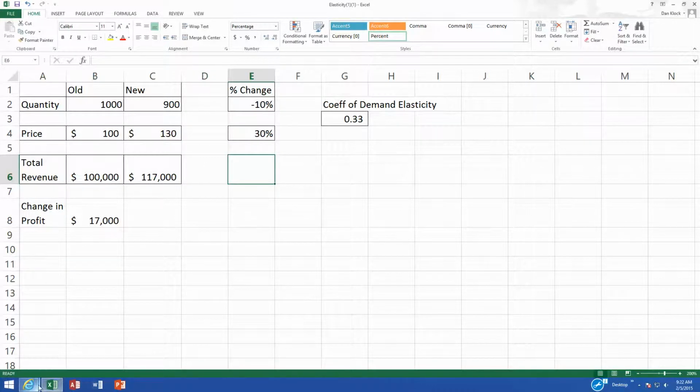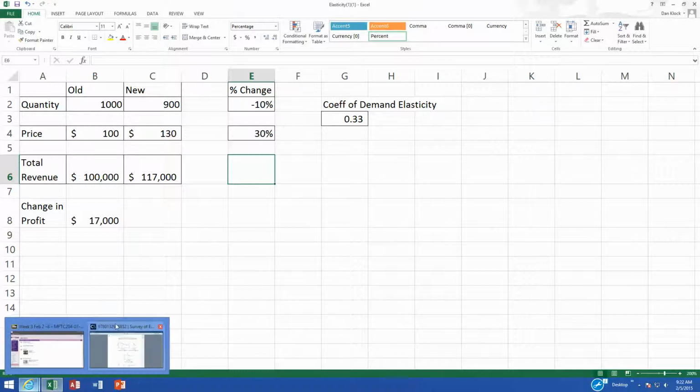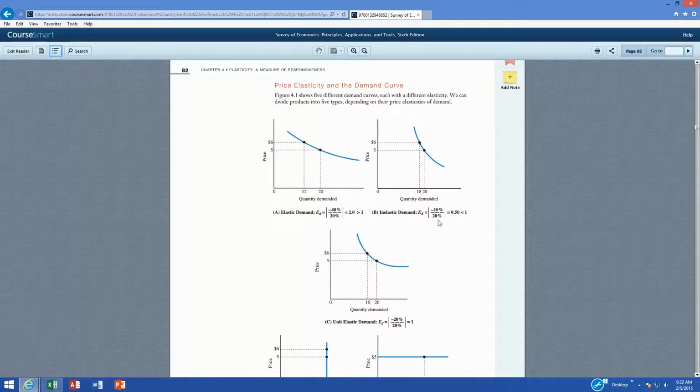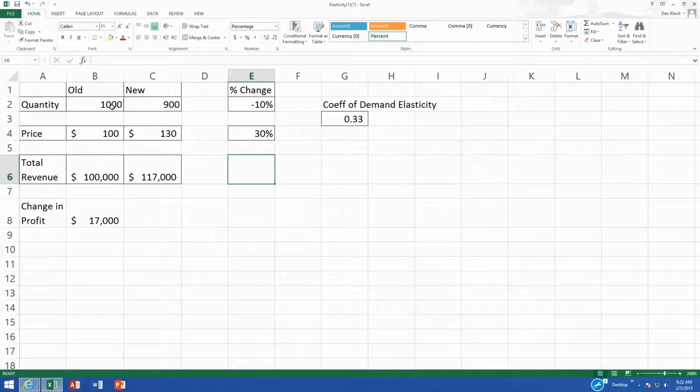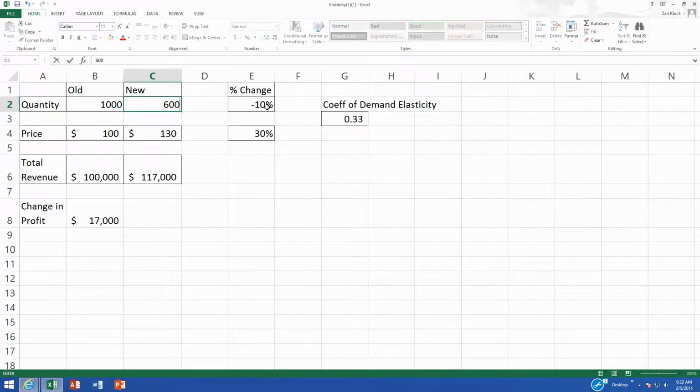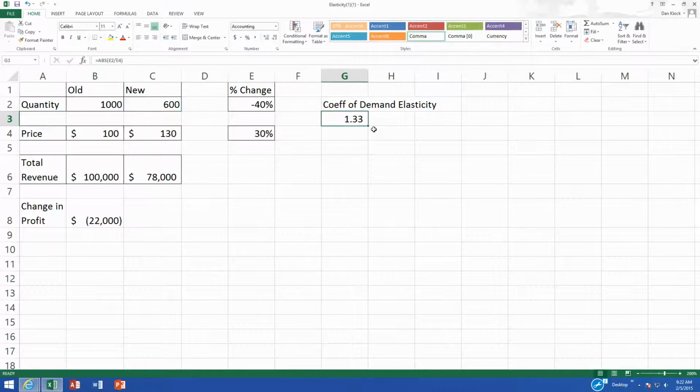So again, I go back to my textbook. This one is less than 1, so there's inelastic demand for this one, right? My formulas come out less than 1. So if I want to play around with my Excel spreadsheet and say some other thing happened, like if I raise my price by 30%, but then my quantity goes down to 600, I just put in a 600 here for my new quantity sold. Here's my new percent change. And then there I can see my coefficient of demand is greater than 1, right? It's 1.33. So this is elastic.